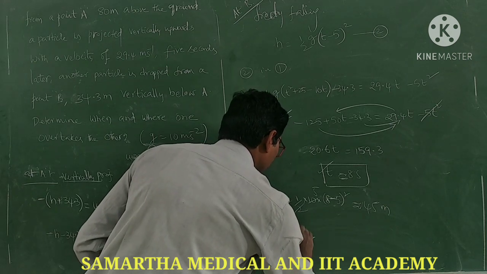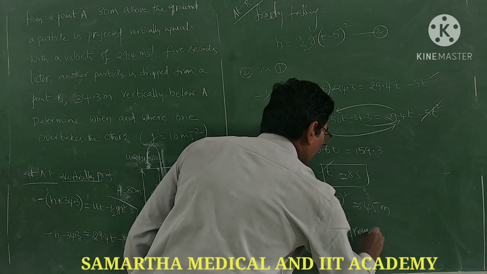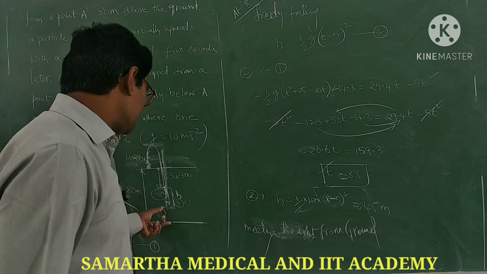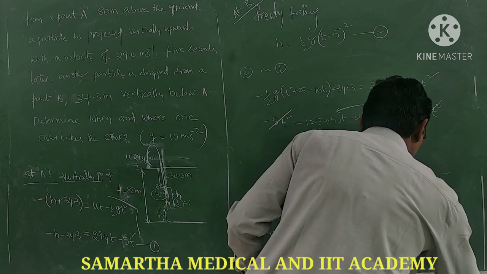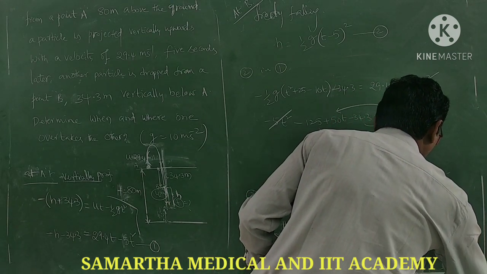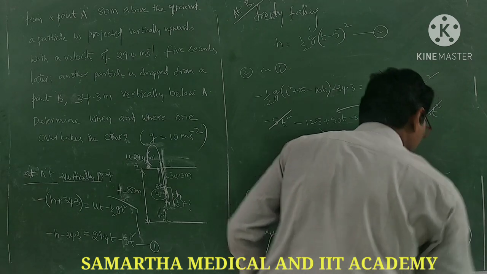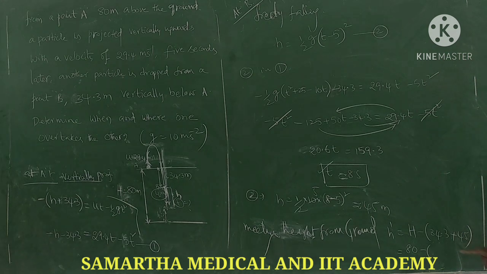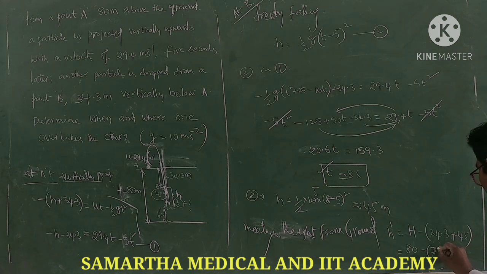Meeting height from the ground. What is this? 80 minus h is equal to capital H minus 34.3 plus 45. 80 minus 9.3, the answer is 0.3. 79.3. The answer is 0.7.